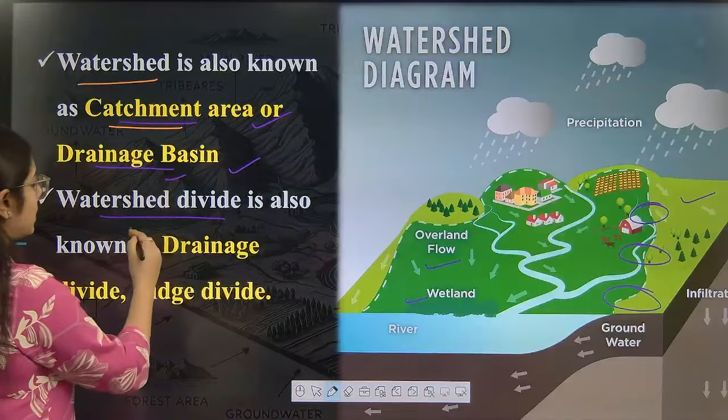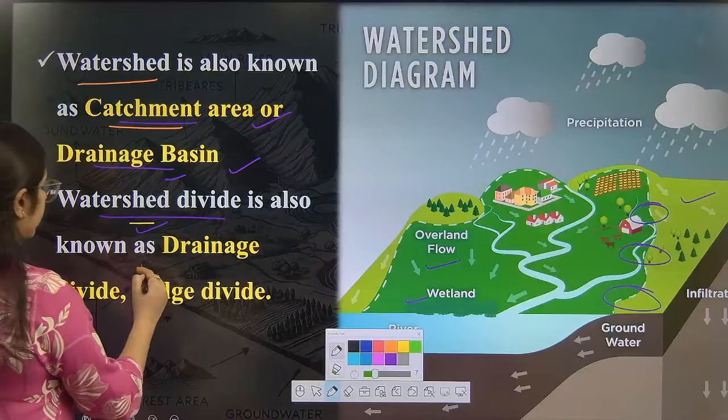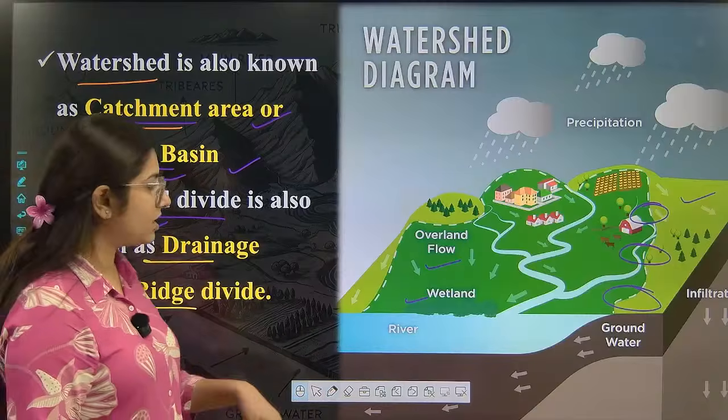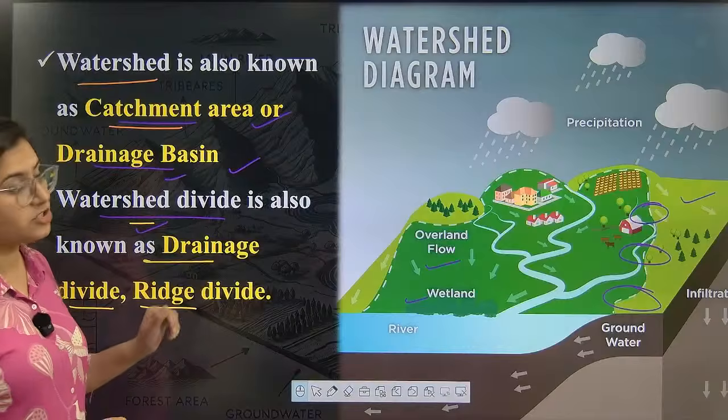Now, another common name for the watershed divide. What is the common name for the watershed divide? It is also known as drainage divide or ridge divide. The other two common names for watershed divide are the drainage divide and the ridge divide.